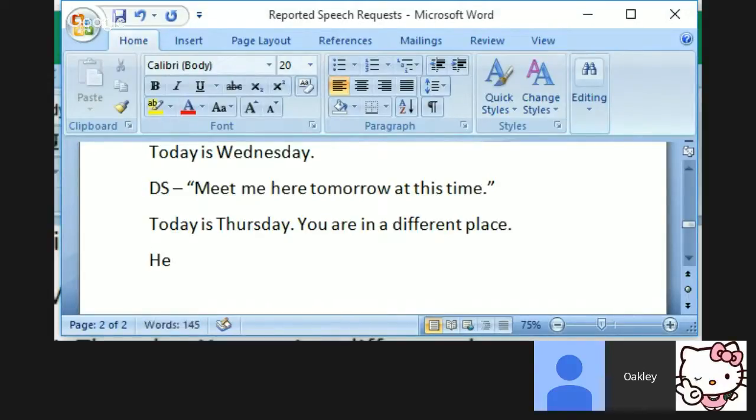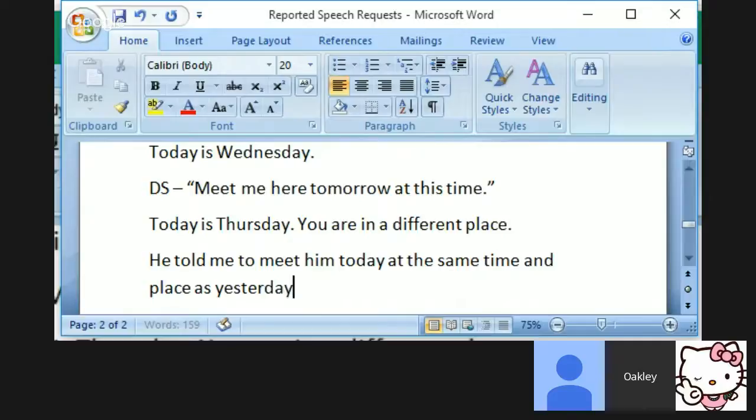He said to meet me. He told me to meet him. Which is better: he said me to meet him, or he told me to meet him? Either one. They're equally okay. He told me to meet him today, at the same place, at the same time and the same place as yesterday. That's one way to do it. Yes, that is one way to do it.